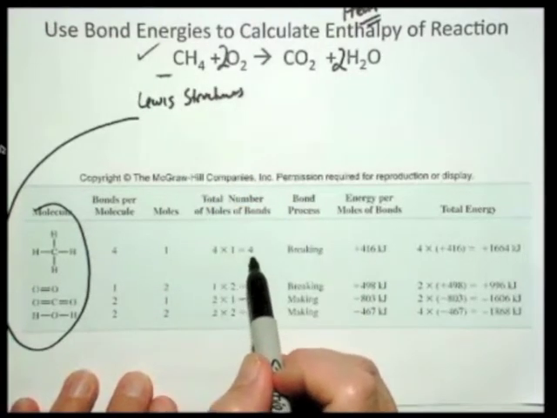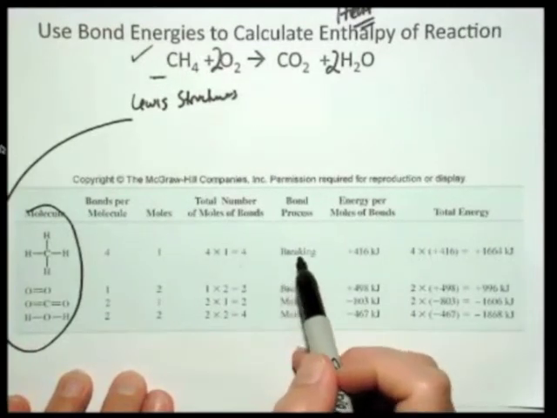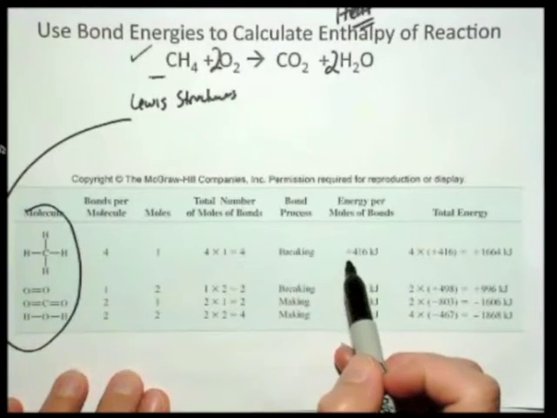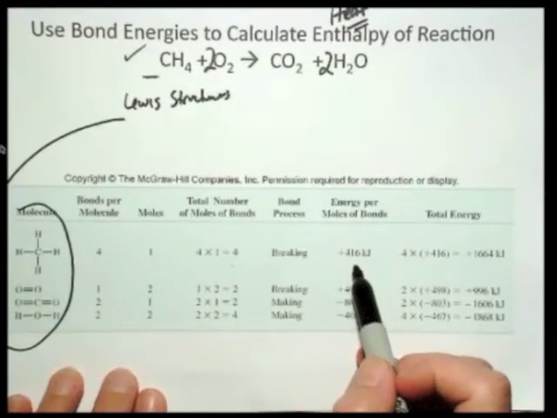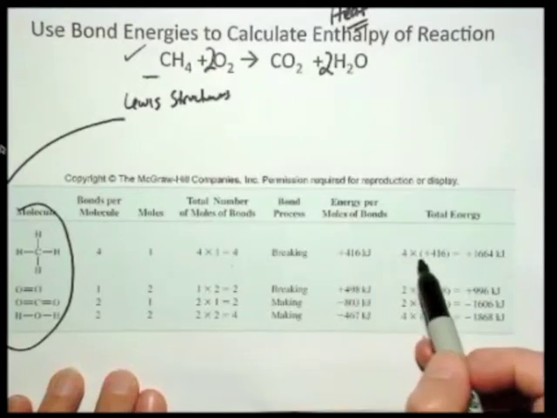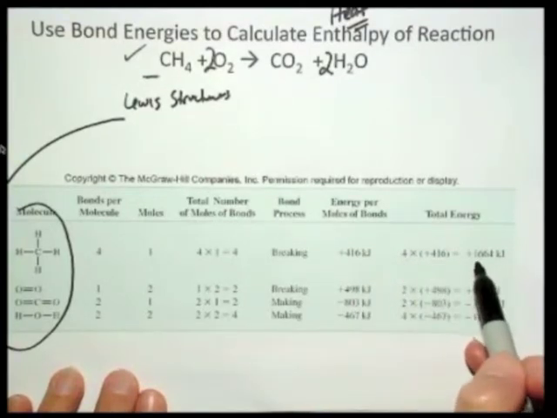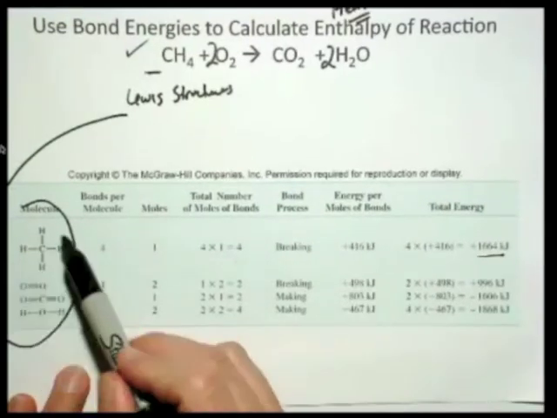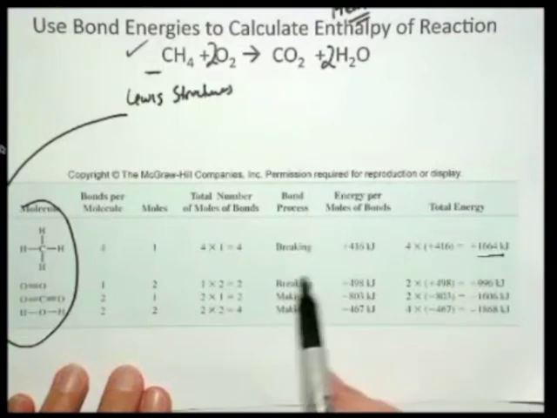So it's going to be 4 bonds, and they're breaking. So since the bonds are breaking, that's going to be an endothermic change, and so it's going to be a positive value. And if you look up on the table for the CH bond, it's 416 kilojoules per mole. Since you have 4 moles of them, you multiply 4 times 416 to get a total energy input to break all of those bonds, and 1 mole of those molecules is 1664 kilojoules.